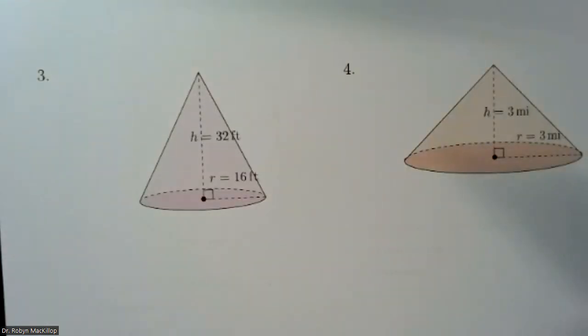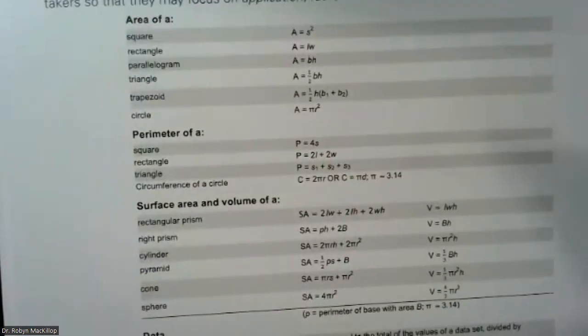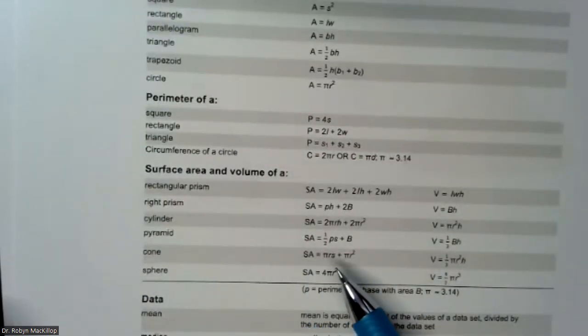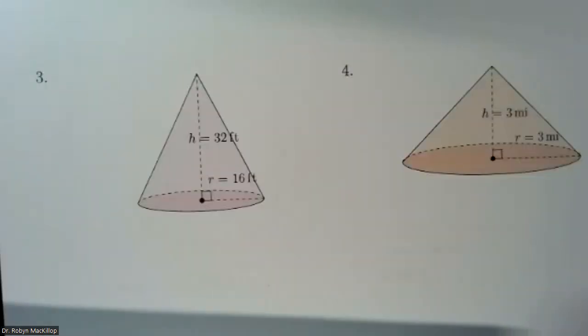We've got cones. So surface area and volume of a cone. Right here, pi times r radius times side, that's what the S is, plus pi r squared. So I'm going to write that down.